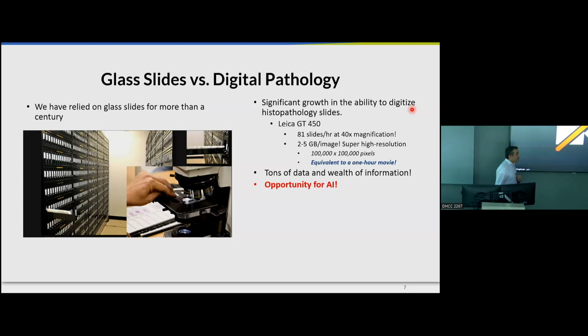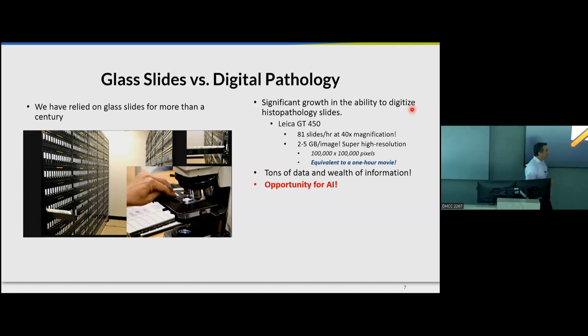Each of these slides, you would get somewhere between 2 to 5 gigabytes of data. So what does that mean? It means each of those is equivalent to about 1 hour of movie. So the amount of information within those slides is actually huge. And imagine if you go back to the archival material and scan it, you can have a lot of data, and potentially you have follow-up data for those patients as well. That becomes a huge resource to do AI and machine learning on those slides.